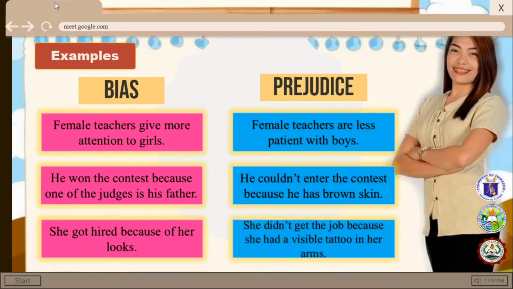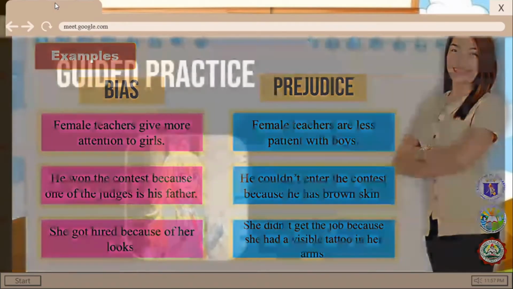Remember, discrimination is prejudice. Sentence number 3. She didn't get the job because she had a visible tattoo in her arms. This situation shows us prejudice. She was discriminated because of her tattoo.